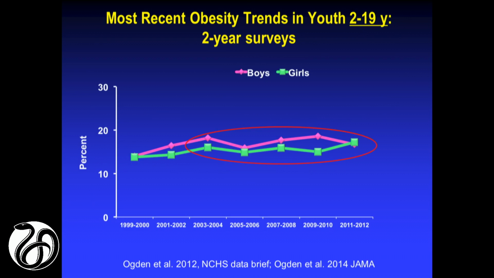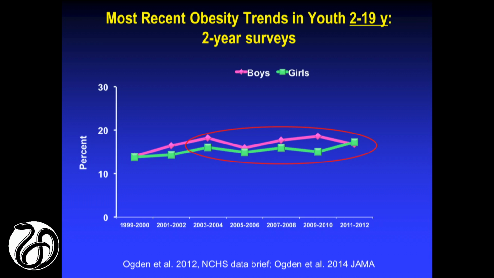Now, what's encouraging is, and in contrast to what Linda mentioned, we are now seeing progress in the control of childhood obesity, and the next slide shows the most recent trends in 2 to 19-year-olds in the most recent NHANES surveys.